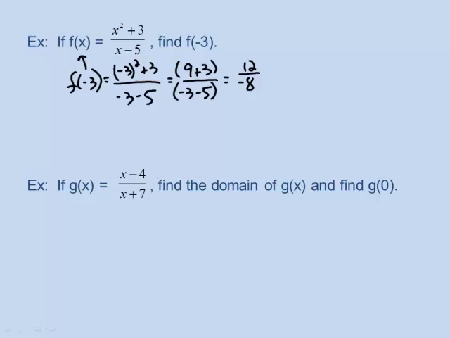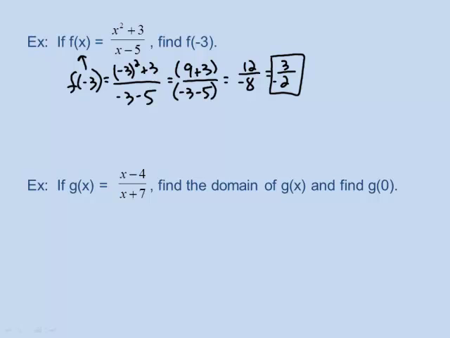And then, of course, as always, you want to reduce fractions. You can take out a common factor of 4. 12 divided by 4 is 3. Negative 8 divided by 4 is negative 2. And therefore, f of negative 3 for this particular function is negative 3 halves.